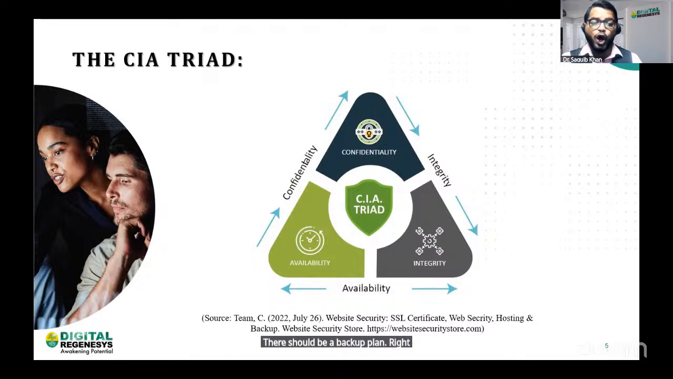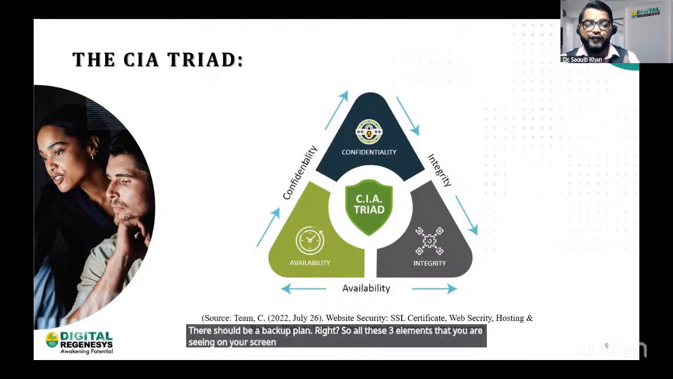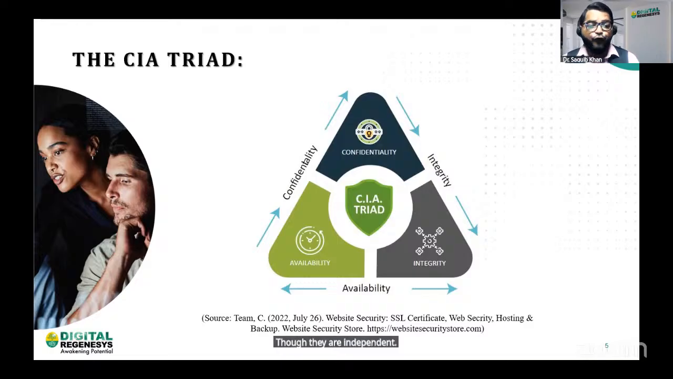So all these three elements that you are seeing on your screen, confidentiality, integrity, and availability, though they are independent, focusing too much on one and ignoring the others creates weaknesses. This is also something that you should keep in mind.